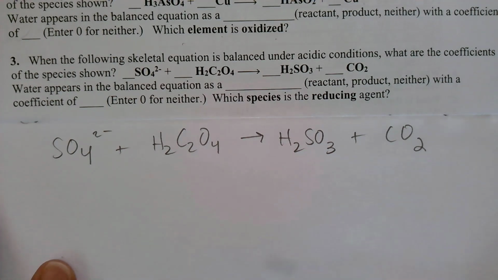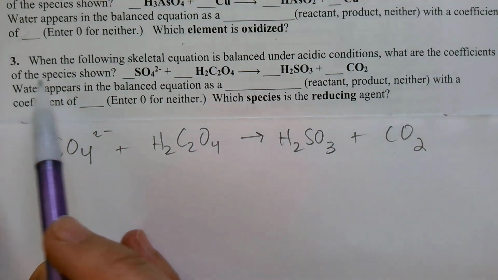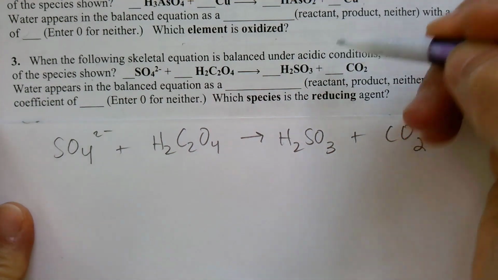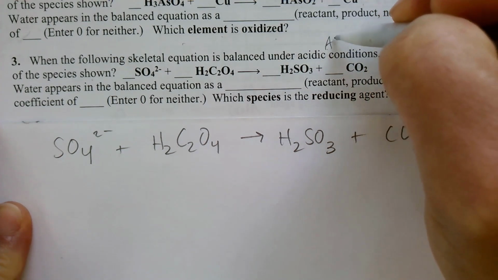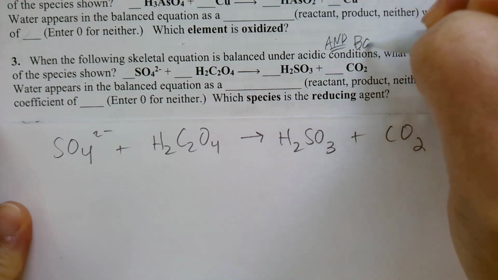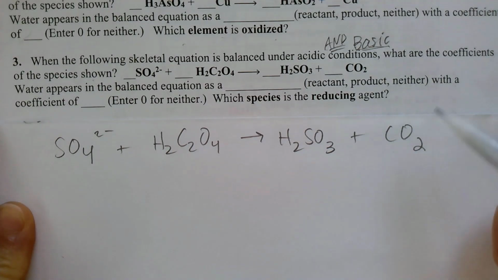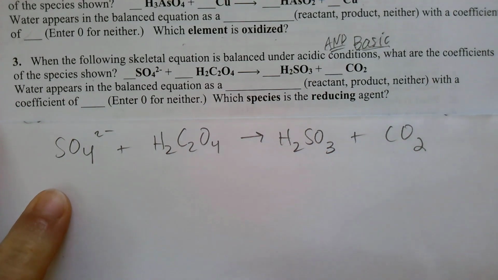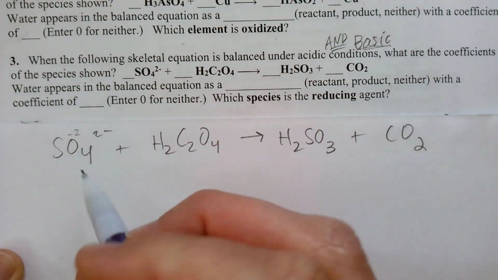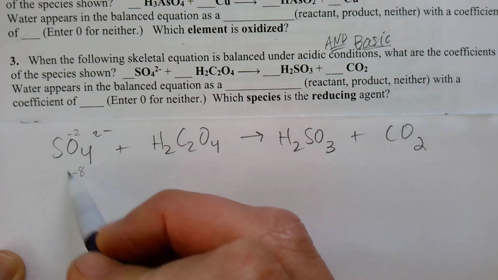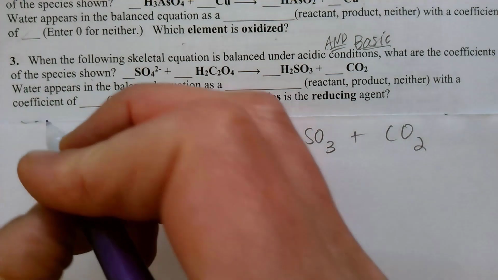Let's look at number 3. When the following skeletal equation is balanced under acidic conditions, what are the coefficients of the species shown? We're also going to add an "and basic", just so we can see what we do differently if we have basic conditions. Okay, so first I want to add my oxidation numbers. We know O is always -2, so 4 times -2 is -8. What must S be to have an overall -2 charge? So S must be +6.